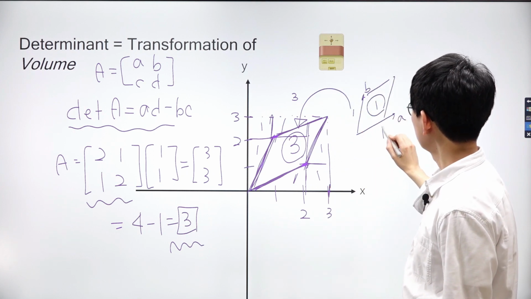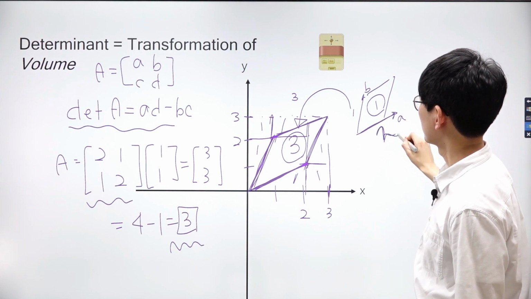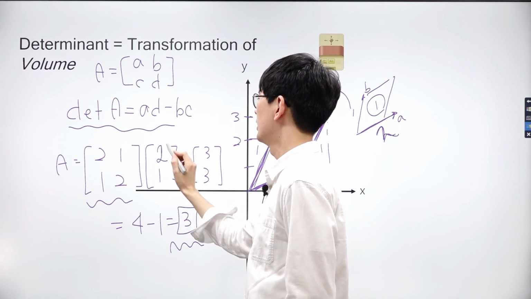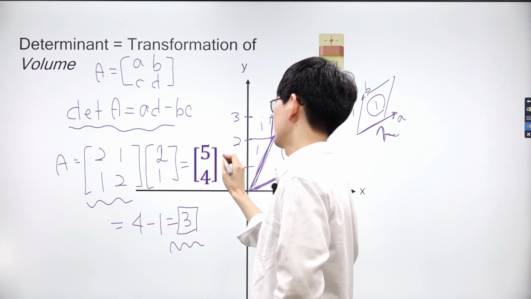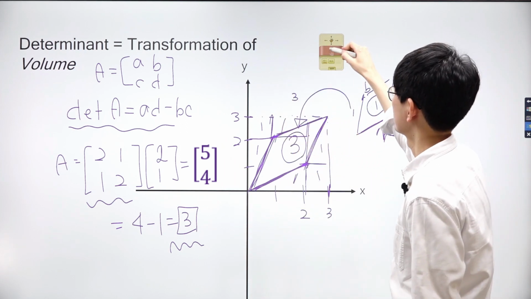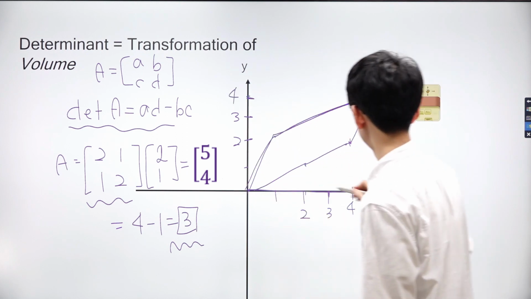Now, let's imagine we increase the length of one side of the parallelogram to 2. The coordinates of the vector change to 2, 1 in the transformed space and 5, 4 in the original space. Let's observe how this change affects the area of the parallelogram.